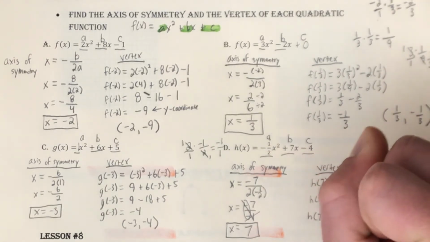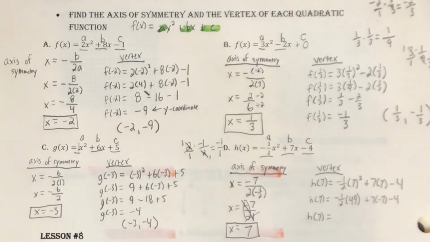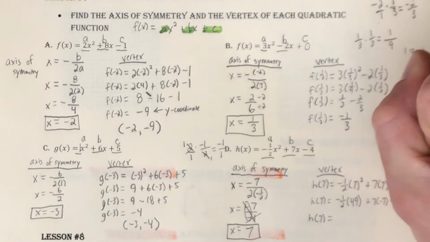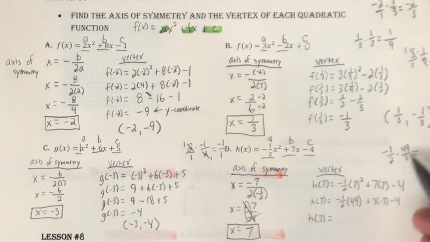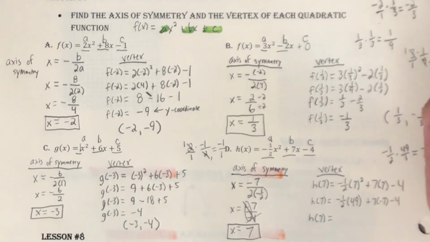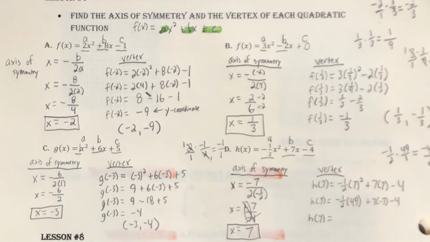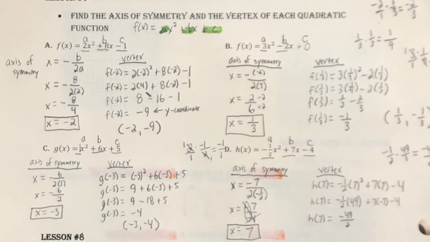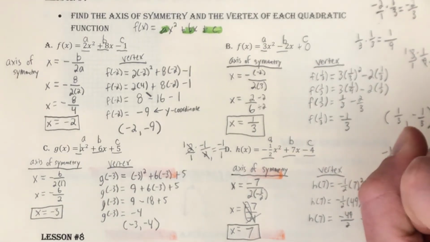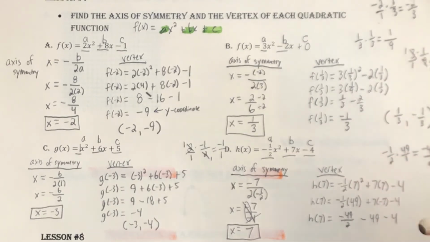So I've got h of 7 equals negative 1/2 times 49. And you may be going, again, I don't know what that is. Well, just remember negative 1/2 times 49, the 49's over 1. Check for cross simplification. There isn't any, so we multiply straight across. So negative 1 times 49 is negative 49. 2 times 1 is 2, so negative 49 halves is what we come up with. And then my next one, positive 7 times negative 7 is negative 49, and then minus 4.